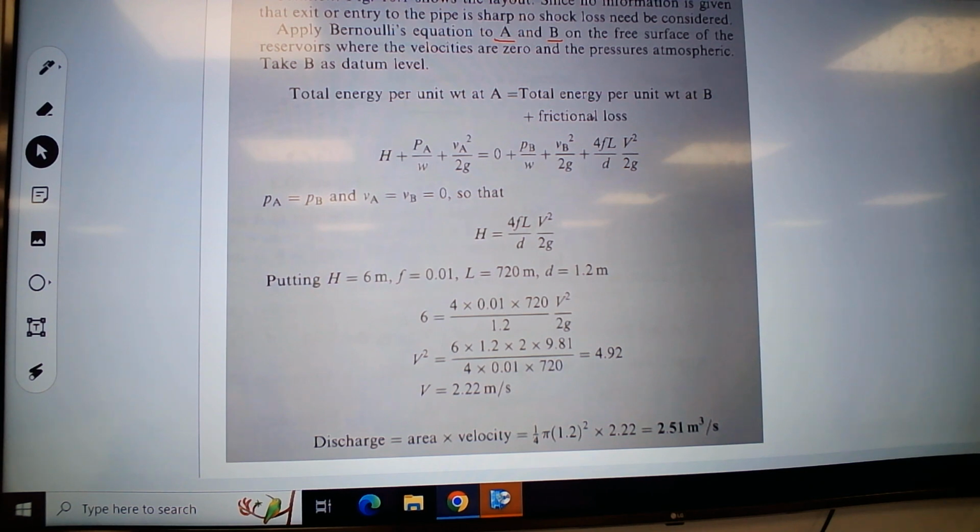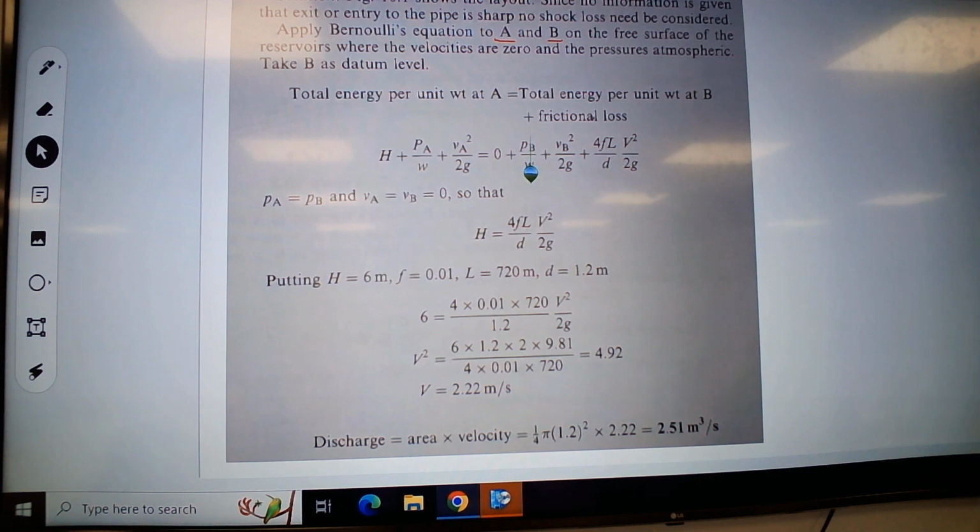Now we rewrite Bernoulli's equation: H plus PA over W plus VA square over 2G equals 0. I will explain why 0. PB over W plus V square over 2G plus the frictional loss. Now at both sides, PA and PB are the same, atmospheric pressure. At A and B the pressure is atmospheric, so I can just cross these out.